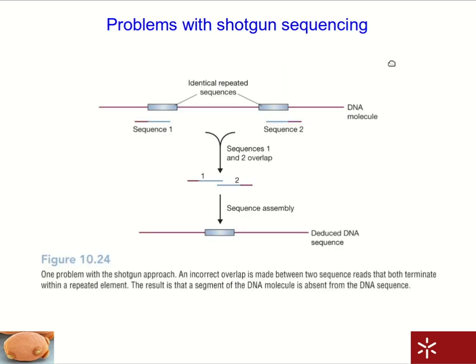The shotgun sequencing strategy, as described, has one major weakness. That is, if our genome has repetitive sequences, as shown here. Sequence 1 is identical to sequence 2, and then there is some DNA in between. If we cut this molecule up in fragments and sequence them, it will be impossible to tell that this part of the DNA was located between sequence 1 and sequence 2, since there will be an overlap between this sequence and this sequence.